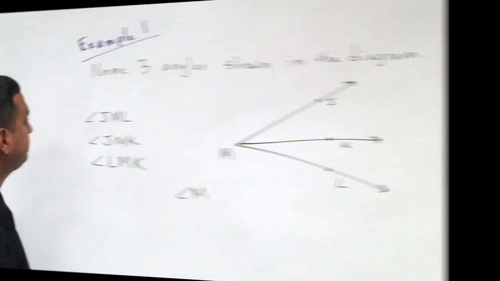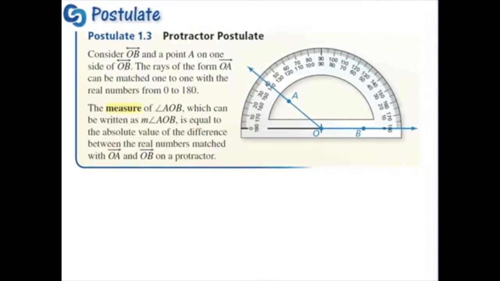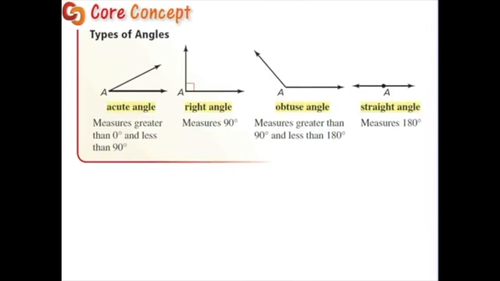This next thing we have is called the protractor postulate. Basically, someone came up with a way to measure these different angles, and they decided to use the numbers 0 to 180 to measure them. The important part you need to know is that this little M stands for measure. So I'm talking about the amount of degrees in an angle. When you see that little M, that means measure of angle AOB. Next, this hopefully should be some review for you. These are the different types of angles that we have.